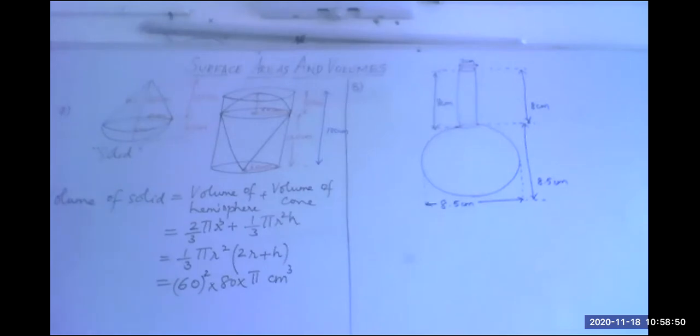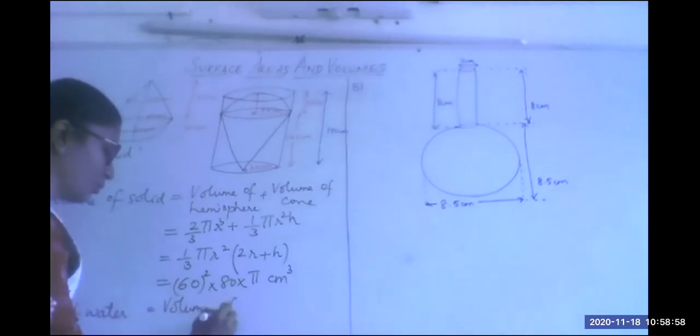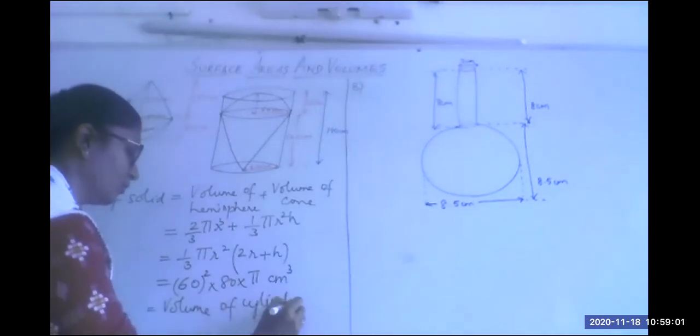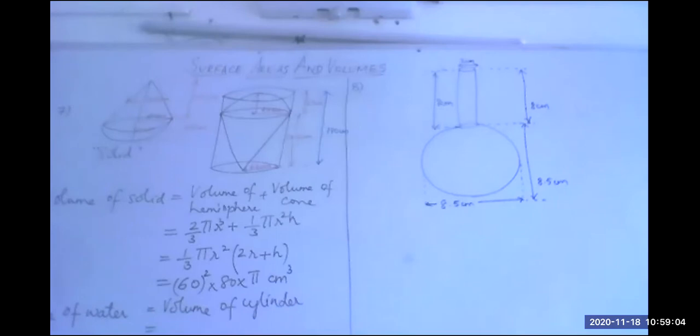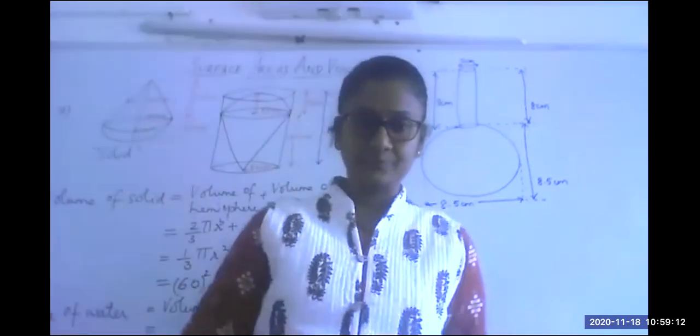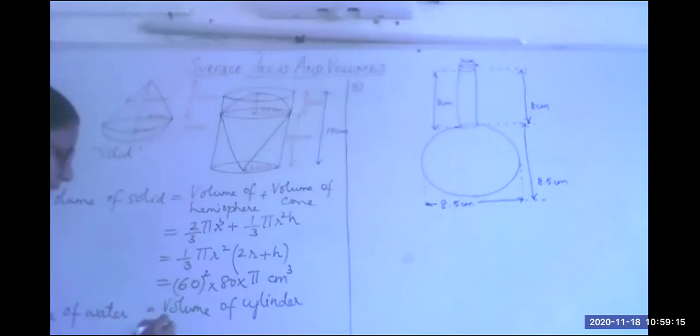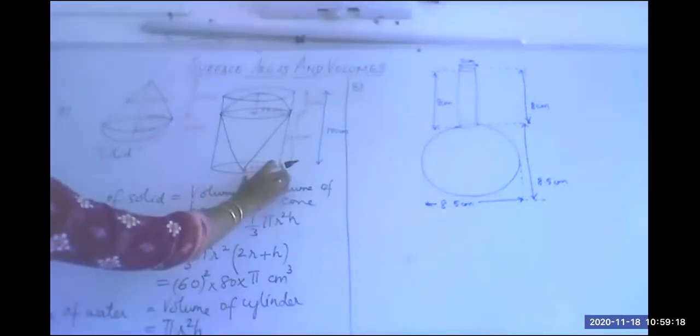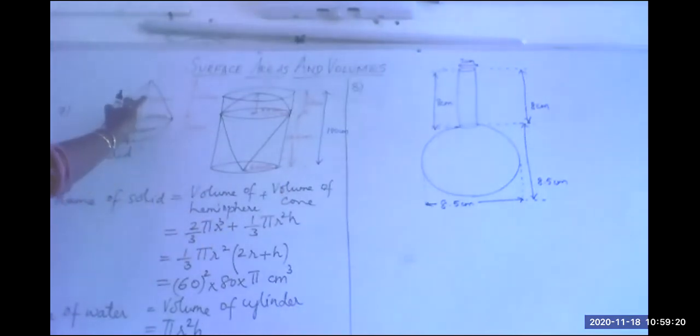Next, I have to find the volume of the cylinder. The volume of water is equal to the volume of the cylinder, because initially the water was filled inside the cylinder. So if I want to find the original amount of water in the cylinder, I have to find the volume of the cylinder itself. What's the formula for the volume of the cylinder? Pi r square h. Again, you can see the radius of the cylinder is exactly the same as the radius of the hemisphere and the cone. So I will keep the r square as it is, the same r here. I am not changing it with any suffix.